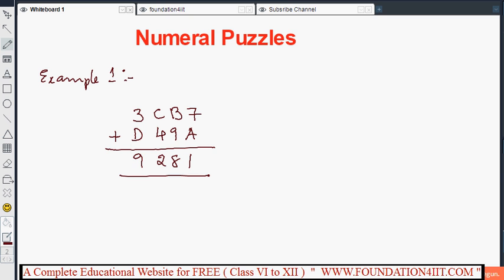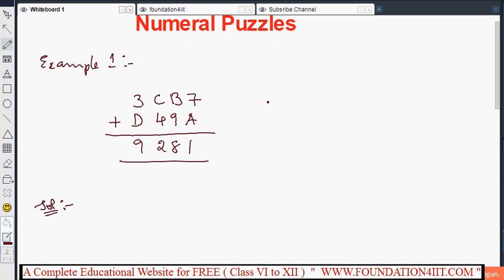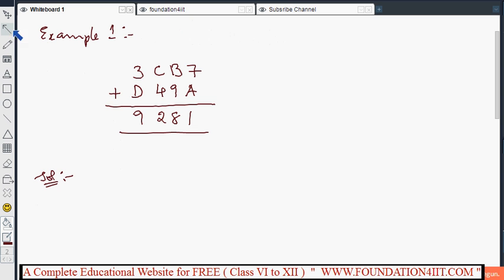So which two numbers if I add, I'll get 9,281, and the condition should be followed. Now in the place of CB and in the place of AD, what numerals will come, we need to say. Now when you are going to solve this, first we have to do addition from right to left. Here is 7 and A. So 7 plus something is 1, but 7 is more than 1, right? So we need to carry some numbers extra.